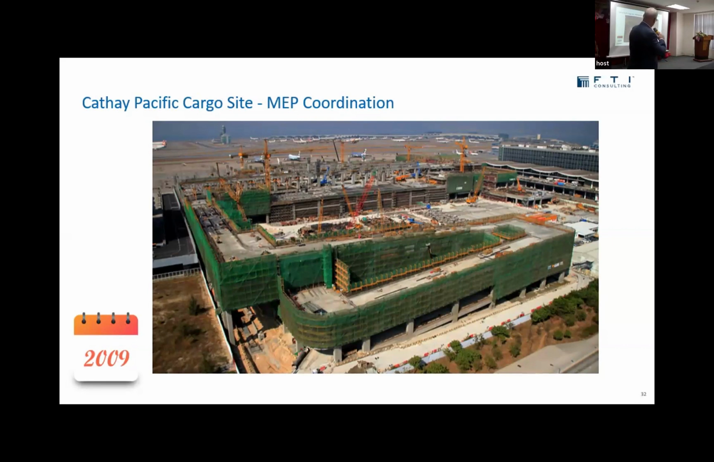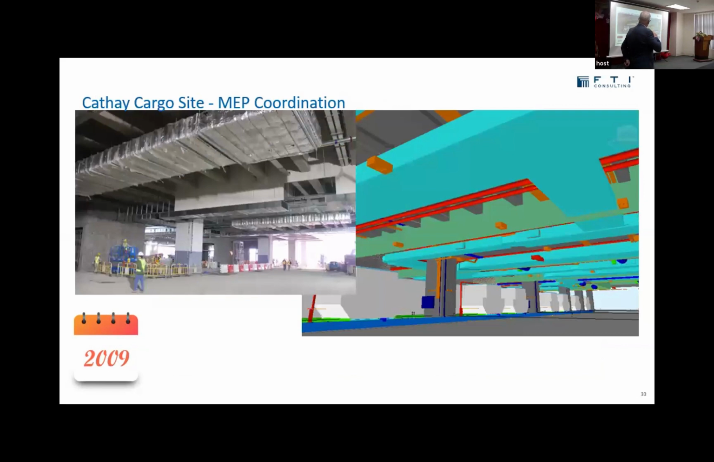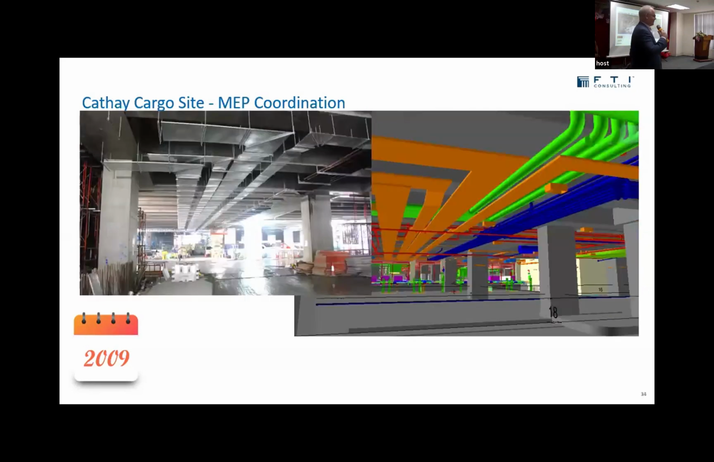This was in Hong Kong. This is a cargo facility for the airport. But I just want to share with you what we were doing 15 years ago as an example. When we started doing BIM for construction, we would go on the job site with a camera and take photographs of the project, and then we would go back to the office and try and find the same position in the model. And then we would make these comparisons. And it was like playing spot the difference. So looking for changes, looking for differences.